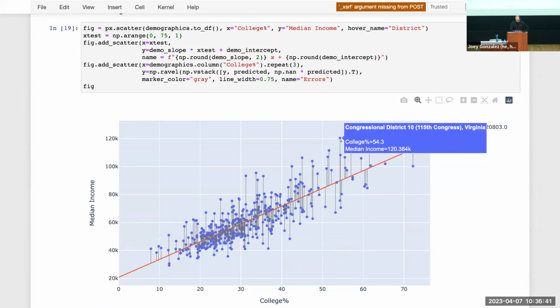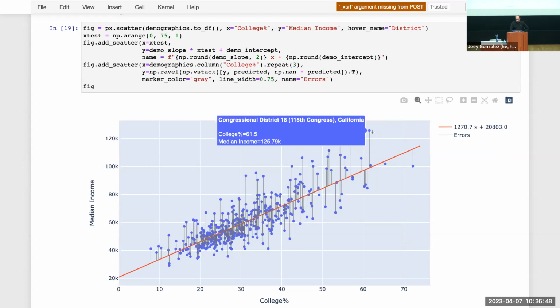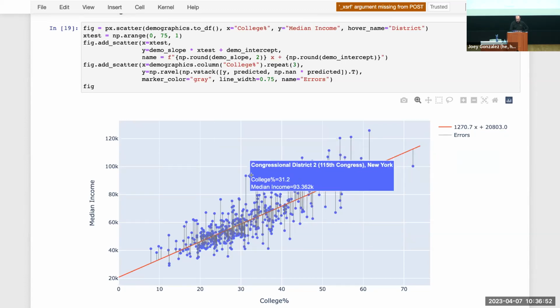District 10, maybe, so these are high income districts. These could be like the capital. This might be New York City, or this might be Los Angeles. These would be the data points that I'd want to explore deeper using this model. So just looking at errors already gives me a tool to explore what's an outlier in my data. What are weird points?